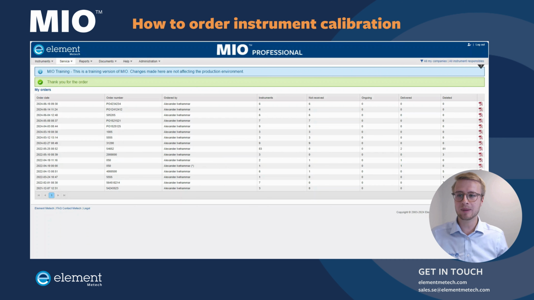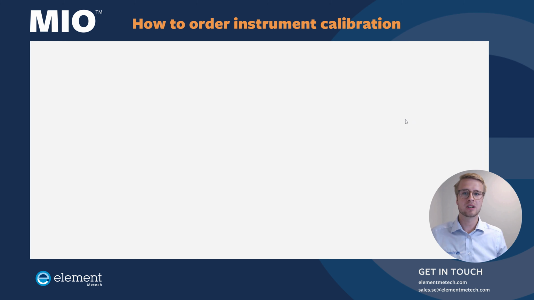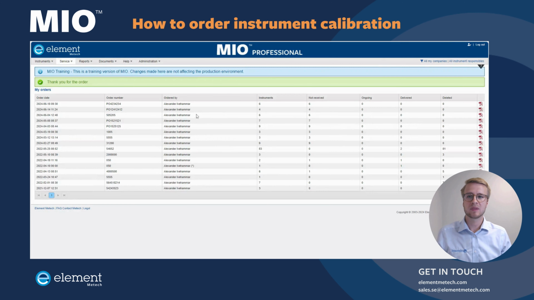So here we can see that we made an order, that it was me that made the order, and we can click here on the PDF button, open it up, and there you will be able to print it and put it in the package together with the instrument. So this is how you can easily order calibrations for instruments that are going to be sent to one of Element's calibration laboratories.